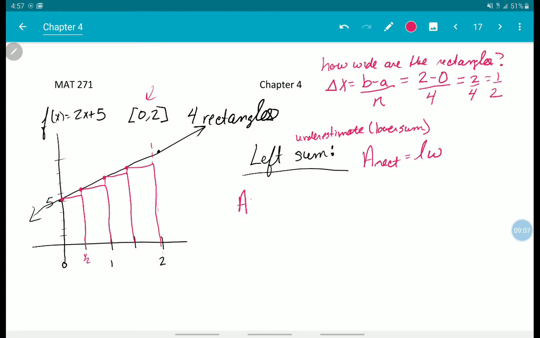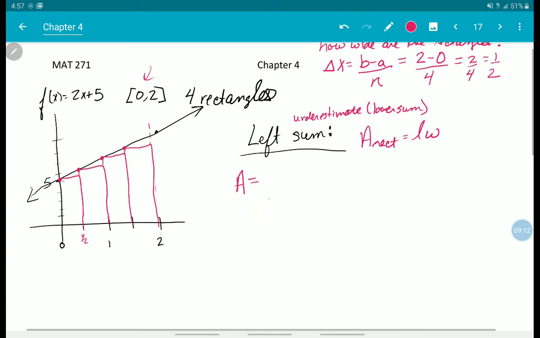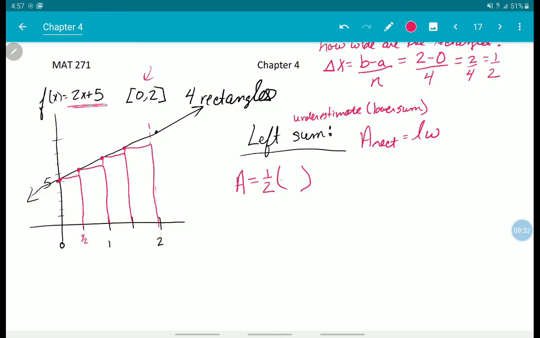So to find this area, it's length times width for each one. So the length is 1/2. So now we need to find the width. So the width would be, in this case, or we could think about it as a height. How tall is this rectangle? How far does it go up? Well, that height is really based on that equation, 2x plus 5. So if we were to take that equation and we were to substitute in 0, because we're using the left side of each of those intervals, then that's going to give us the height. So it's going to be width times the height.